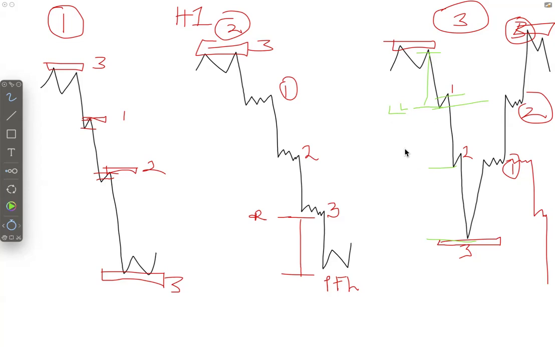So you'll find today when I'm counting levels for you, I'm going to be applying all of those going forward.